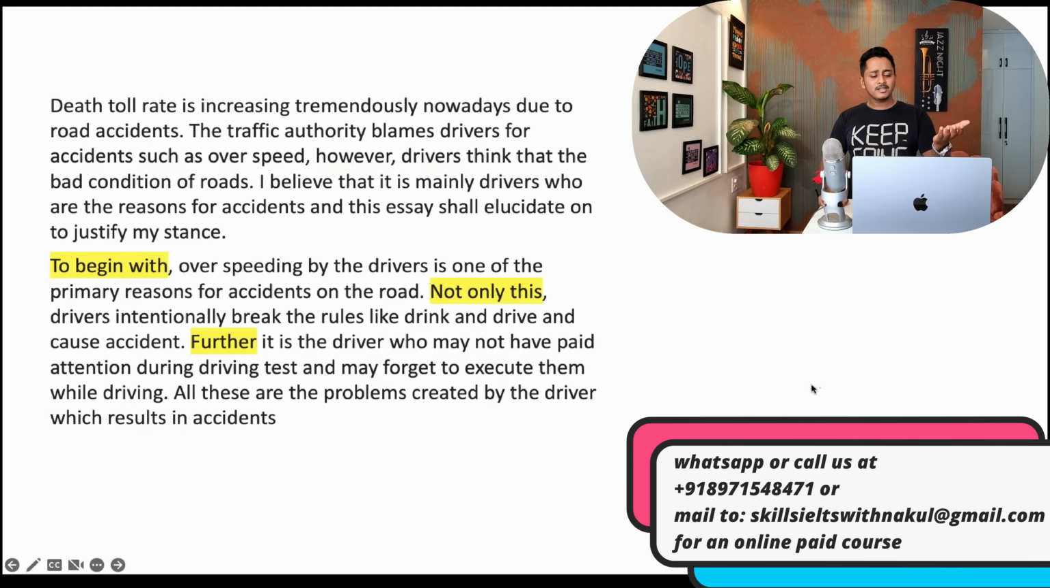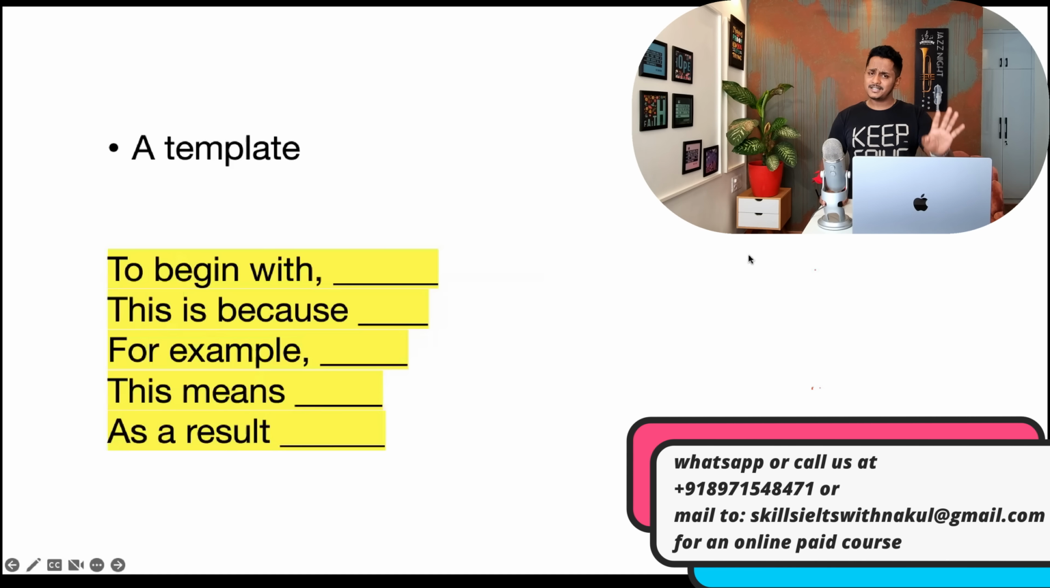Very simple. Let's apply a template or a structure. To begin with, see, you can modify it the way you want. There is nothing like a perfect one. Getting it right? You can modify it based on the context, based on the situation. To begin with, write the main idea. This is due to the fact that, this is because, write a supporting idea. For example, write some lines. You want to continue? This means, owing to this, this implies, this infers, continue. You want to conclude: as a result.